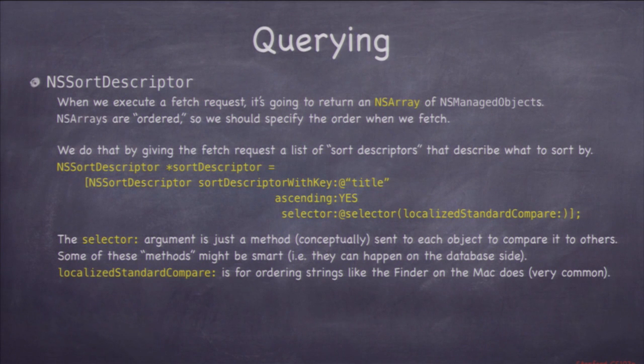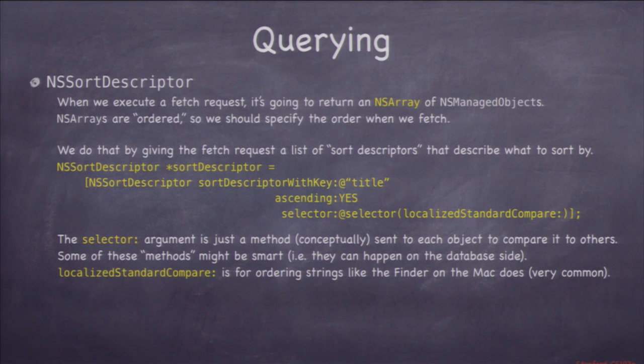There are other selectors that are sensible if it was a string type property, like localizedCaseInsensitiveCompare, which sounds the same, case insensitive sorting, but the diacritics are handled differently in that case. So that's why you'd want to use standard compare. So you can look up in sort descriptor to see what kind of methods are built in.